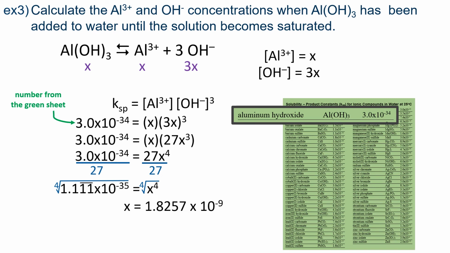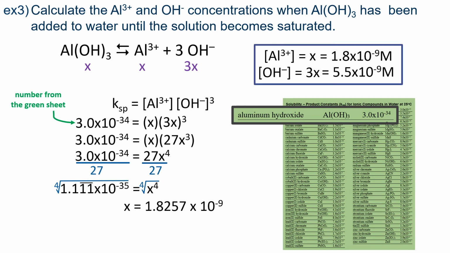Now we can sub these back in. We said the aluminum ion concentration equals X. So the aluminum ion concentration equals 1.8 times 10 to the negative 9 molar. Only 2 sig figs because, well, this is all multiplication and division, and our green sheet has limited us to 2 significant figures. Hydroxide concentration is equal to 3x. So I'm going to take my answer that I got, X of 1.8257 times 10 to the negative 9, multiplied by 3, and then correct it to 2 significant figures, and that gives me 5.5 times 10 to the negative 9 molar.